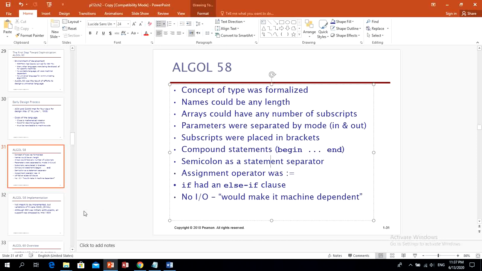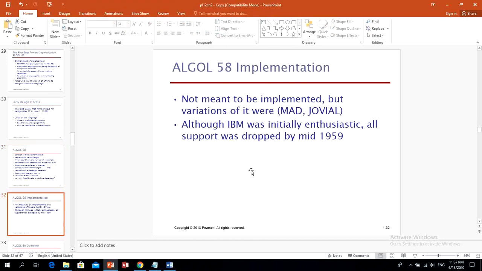So this is ALGOL 58. It was not meant to be implemented, but it was created to be tested for different applications by the IBM company, but they dropped it by mid 1958.